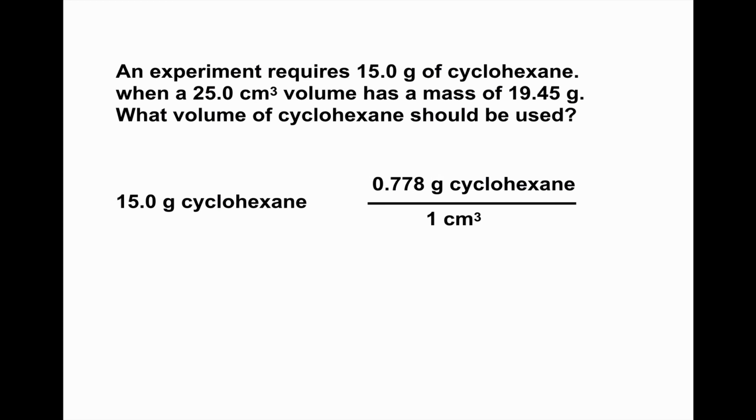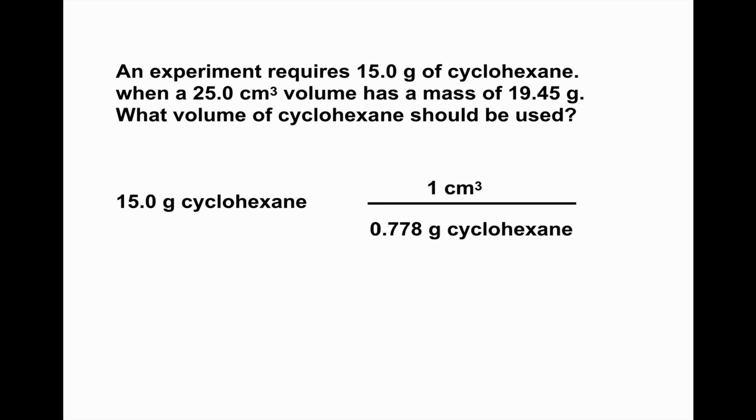So that's what density is. It's a conversion unit, right? For every 1 cubic centimeter, you have this many grams of cyclohexane. The question is, how do I use this to go to cubic centimeters? Well, I want to get out of grams, so I put grams in the denominator to cancel grams, and there it is. I've gotten to cubic centimeters, right, what the volume is.